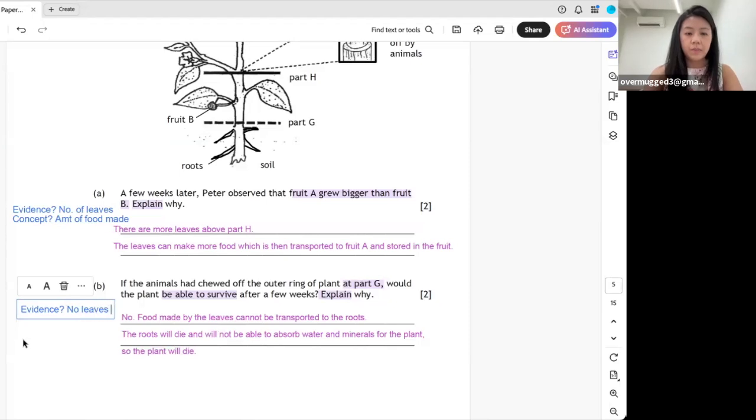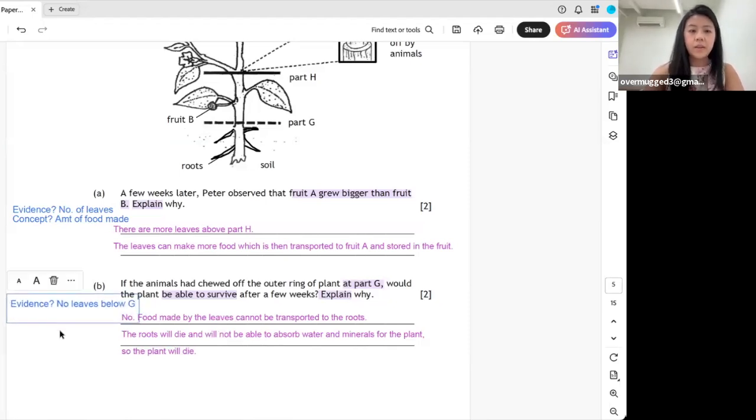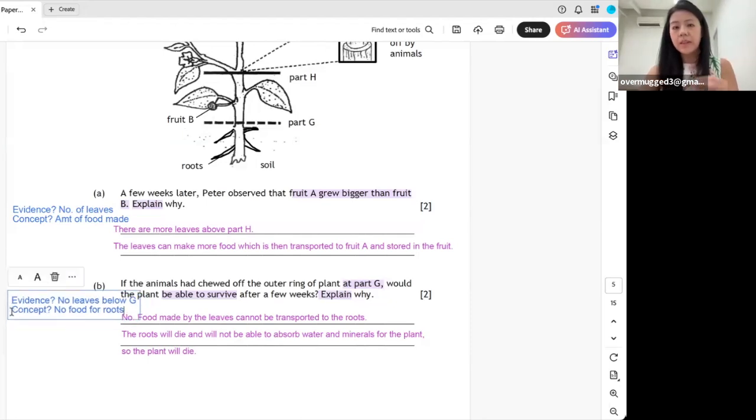No leaves below G. Then our concept is roots are living things. Roots are part of the living things. They need food too, okay? So our concept here would be no food for roots. Now, when the roots don't receive food, what's going to happen to them after a while? They're going to die, okay? When the roots die, the plant will not be able to get water and mineral salts because the roots are not doing their job, okay?